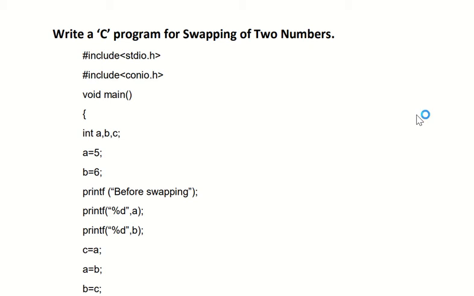First of all, the meaning of swapping. Swapping means, say we have two variables A and B. If A is equal to 5 and B is equal to 6 as initial values, then when it comes to swapping, what I want is the value of B in A and the value of A in B. That means we are swapping these two numbers.